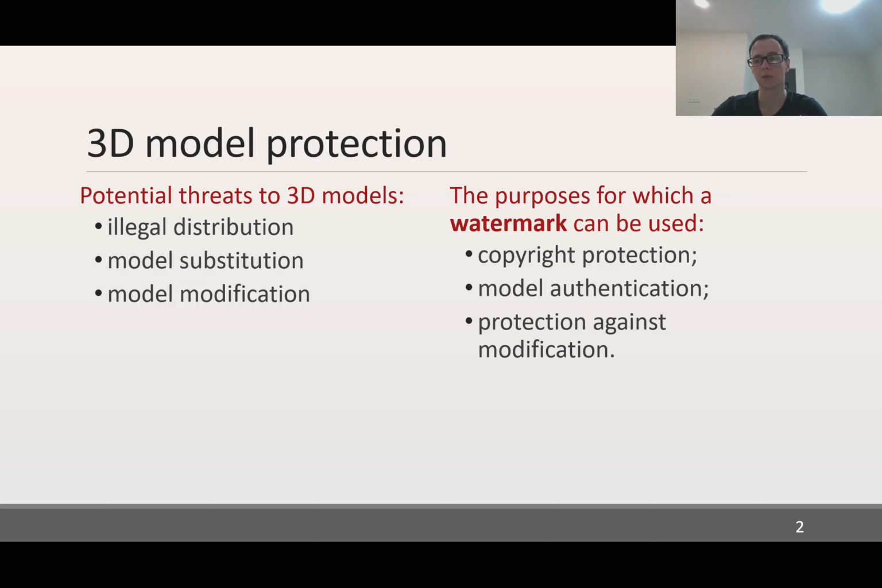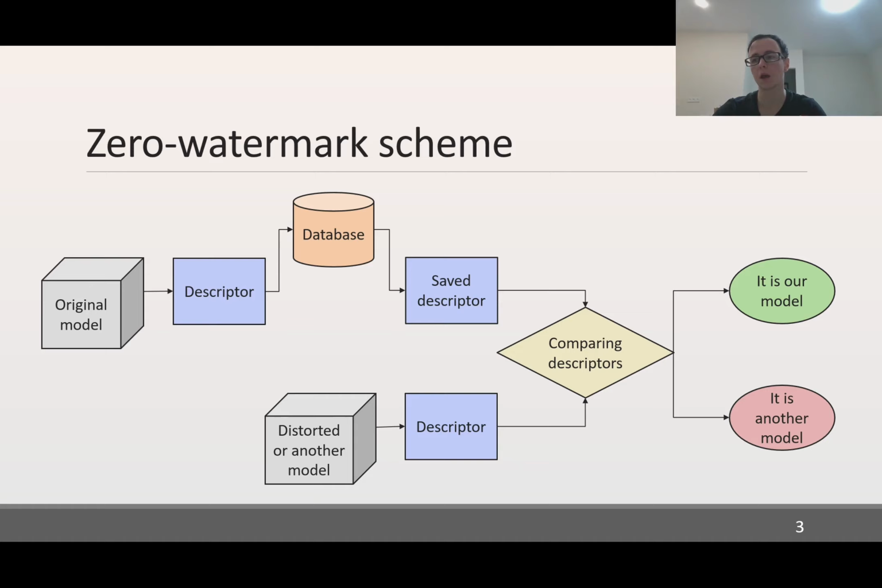These threats can be prevented by watermarking, a special label embedded in the 3D model. It allows us to ensure copyright protection, authentication, and protection of models from modification. In this study, we consider a special kind of watermarking, zero watermarking. Its difference is that instead of modifying the model by embedding a special mark, we find unique characteristics of the model descriptors, which are robust to certain attacks.